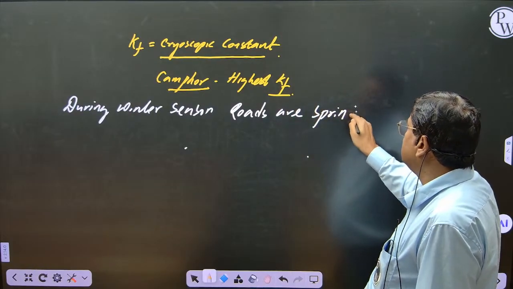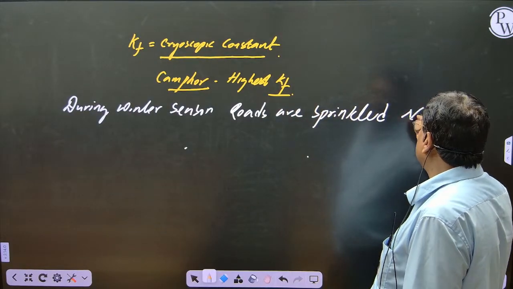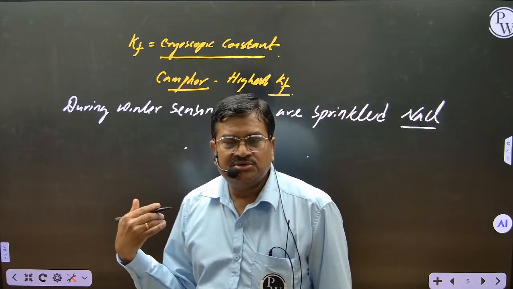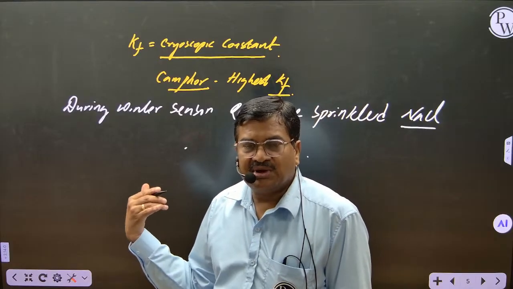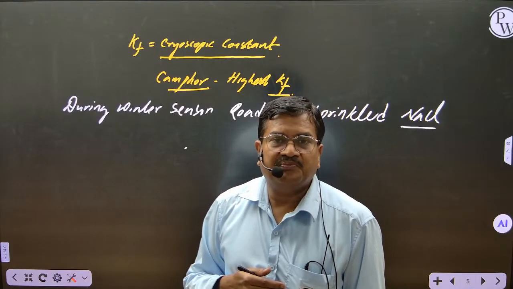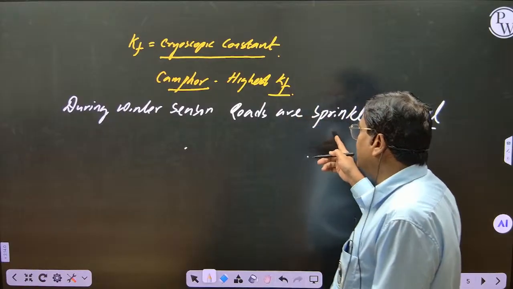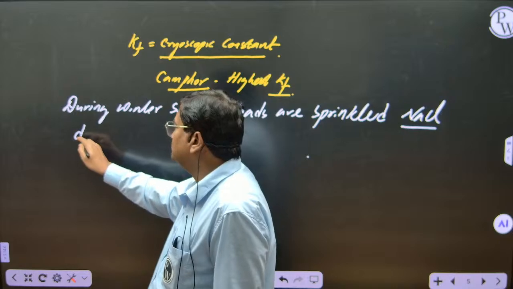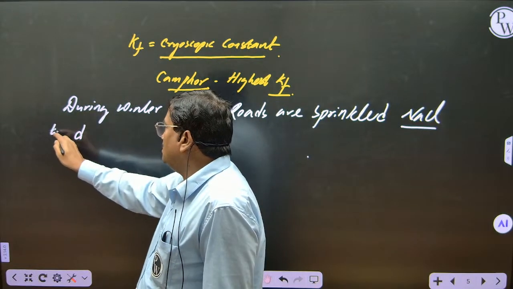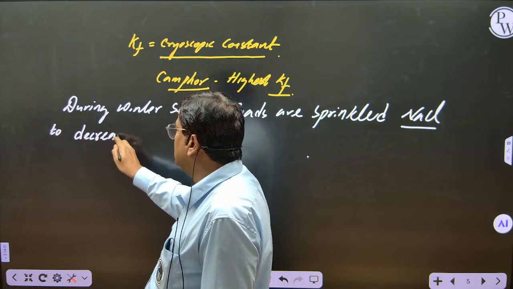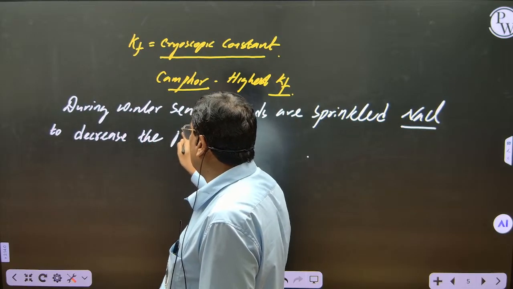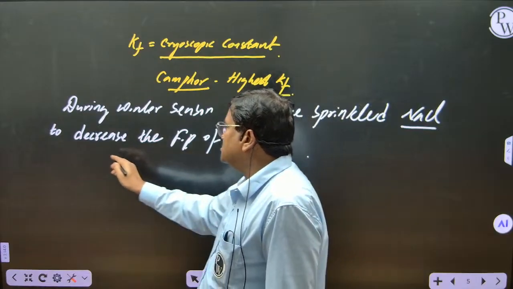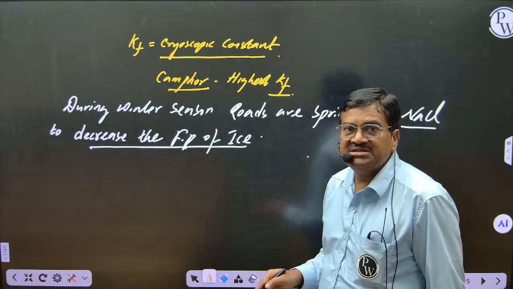What is the purpose of sprinkling sodium chloride on the roads? Sodium chloride, you know, is a salt. By adding the solute to the ice, what happens? It will not allow the ice to form. So during winter season, roads are sprinkled with sodium chloride to decrease the freezing point of ice. Understood, students? This point has been mentioned in NCERT.